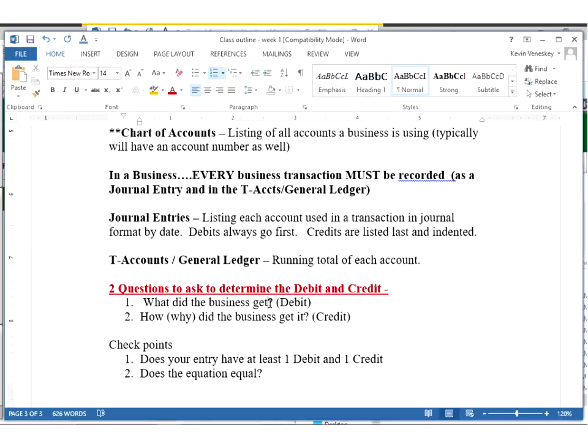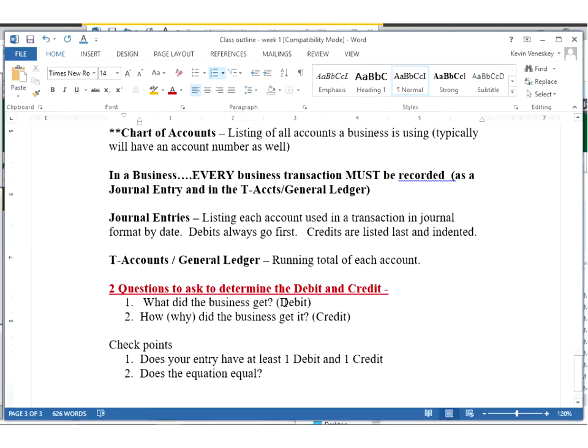What did the business get? Now, the business could have gotten a lot of things. They could have gotten money. They could have gotten equipment. They could have even gotten a reduction of debt. That's one of the things a business can get. If they pay money, they can get a reduction of their debt. They may have gotten the use of advertising. Those are all examples of things that a business can get and would be a debit account.